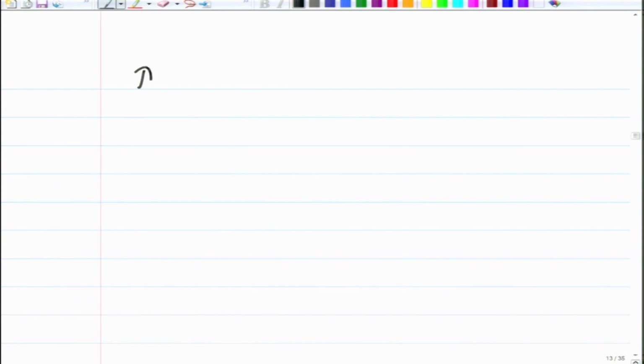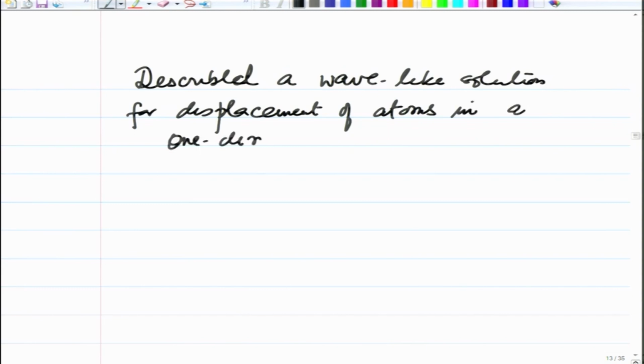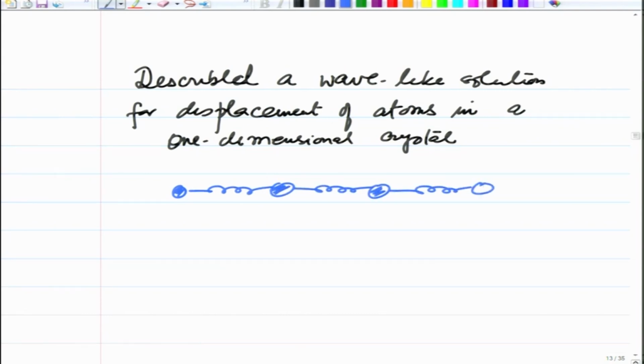In the previous lecture I described a wave-like solution for displacement of atoms in a one-dimensional crystal, where I had identical atoms, each of mass m, interacting only with nearest neighbors through a spring-like force, with the force constant being given by c.